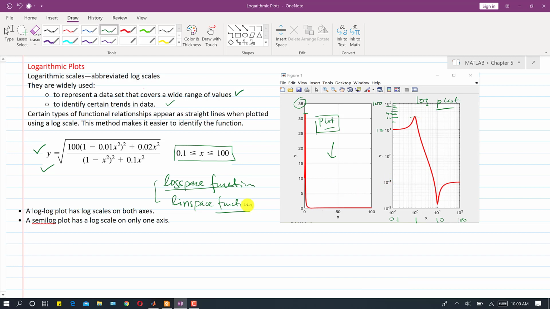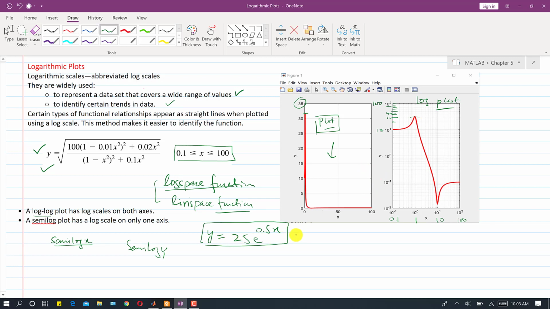Now when we use the log plot, it has log scales on both axes. And then there are semilog functions in MATLAB as well. If we use semilogx, only the x-axis will be log scale. And if we use semilogy, then the y-axis will be log scale.